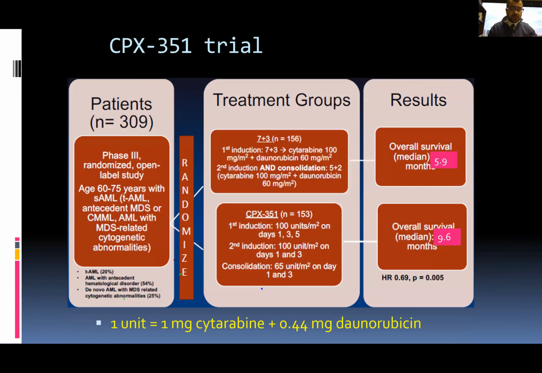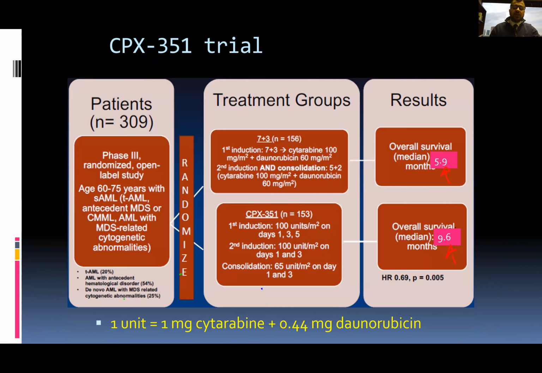And it's proven. In high-risk patients, specifically those with therapy-related AML, or AML with antecedent MDS, or AML with myelodysplastic features, those people had a phase 3 randomized trial that got 7+3 compared to CPX-351 or liposomal daunorubicin. And here is the overall survival difference: 5.9 months versus 9.6 months in the CPX-351.